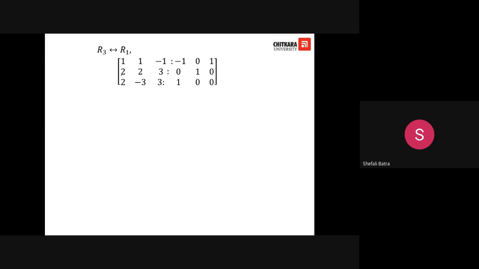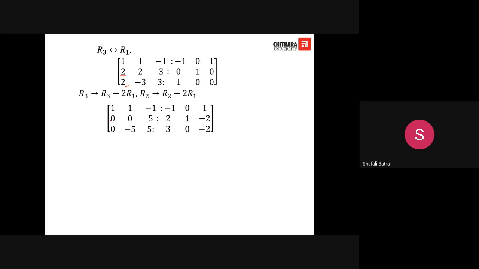So my first target is I need to make this 0 and this 0. So you are applying the operation R3 implies R3 minus 2 times R1. Similarly, R2 implies R2 minus 2 times R1. So I'm making this 0 and this 0 with the help of R1. So we are doing this, right?